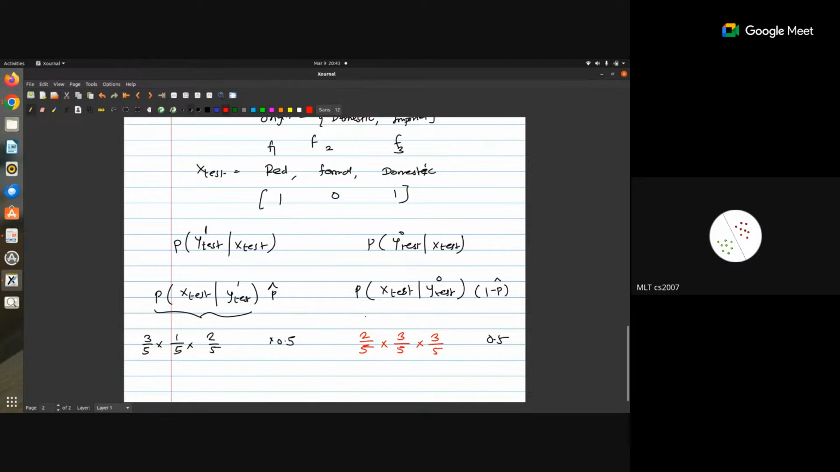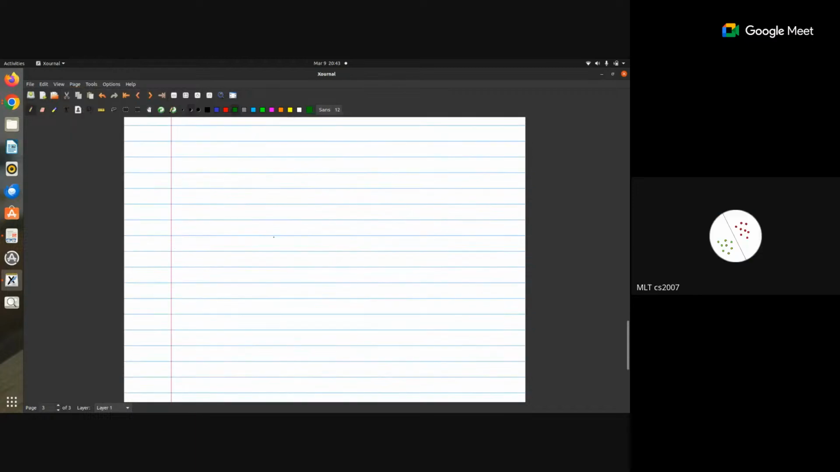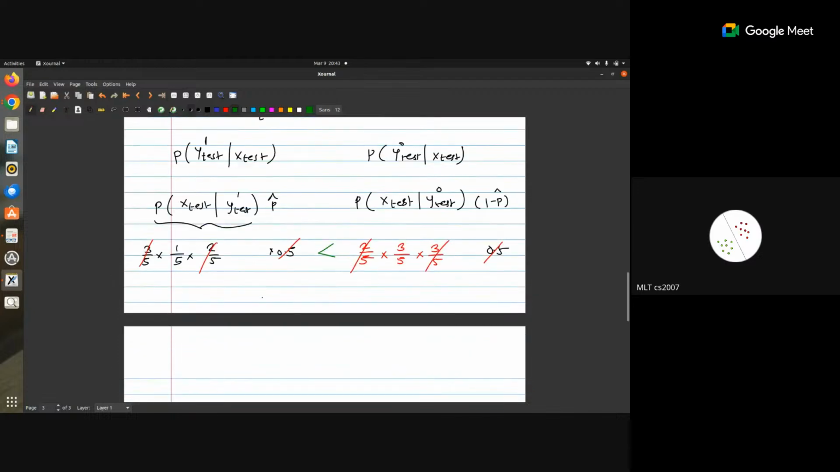If you look at this product, this will get cancelled out, this will also get cancelled out, and 2 by 5, 2 by 5 will get cancelled out. So is 1 by 5 greater than 3 by 5, or is 3 by 5 greater than 1 by 5? 3 by 5 is greater. This is the relation here, and this belongs to the probability that y test is 0. So the prediction is y test equal to 0, which is the label corresponding to No.